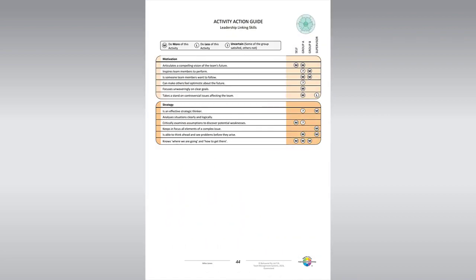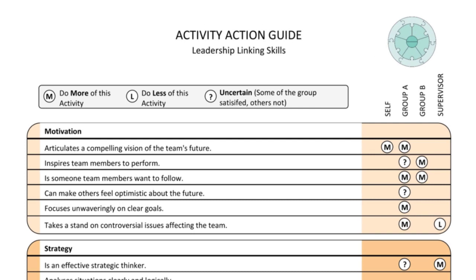The final section, the Activity Action Guide, presents a visual summary of the guides for action shown in the quantitative report. This guide makes it easy to identify patterns of similarities and differences among the groups, providing valuable support for developing a targeted action plan.